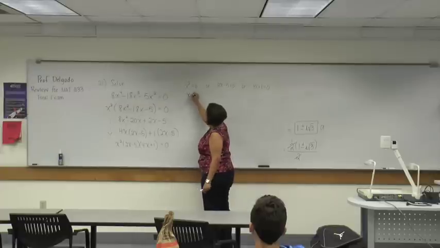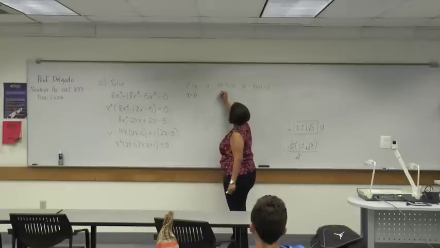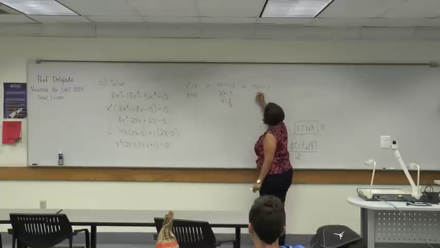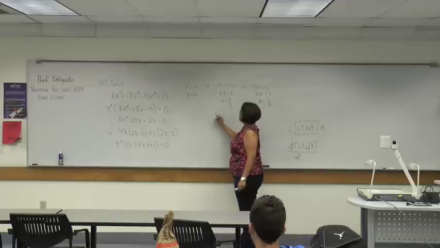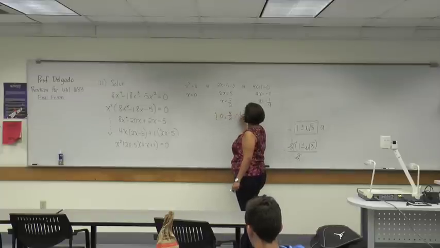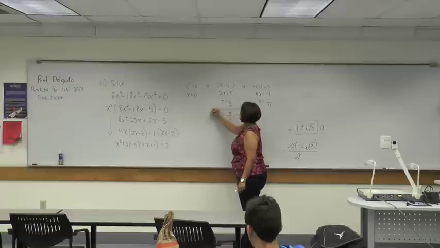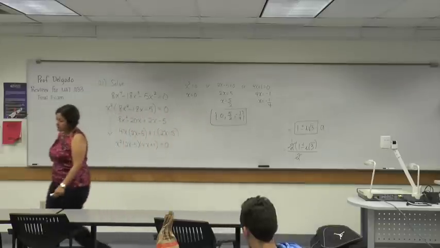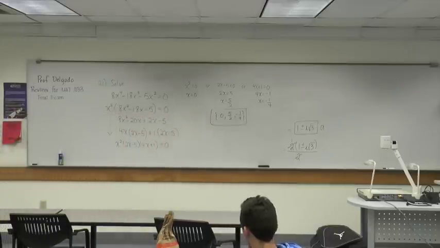One solution, x equals 0. This gives us one solution, x equals 5 halves. And this gives us a third solution, x is equal to negative 1 fourth. So our three solutions are 0, 5 halves, and negative 1 fourth. And let's see what answer choice goes with that one. Signs carefully. I think it's letter D.